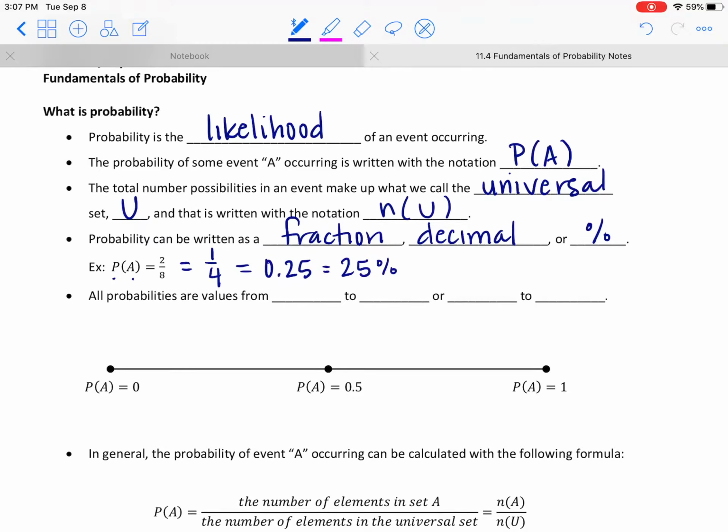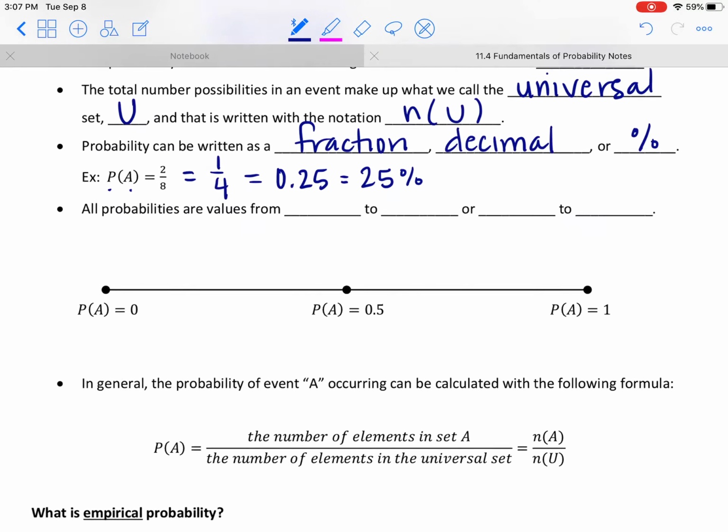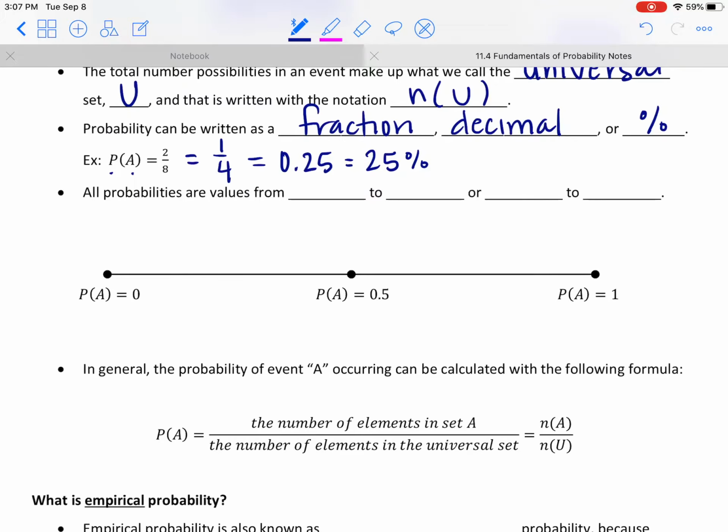So all of those would be equivalent ways to state the probability for event A. All right? Now, some other things we should know about probabilities: your probability has to be a value from 0 to 1, 0 being the smallest probability that's possible, and 1 being the largest probability that's possible. Or you could also say 0 being 0%, 1 being 100%. You can't have a probability less than 0%, and you can't have a probability greater than 100%.